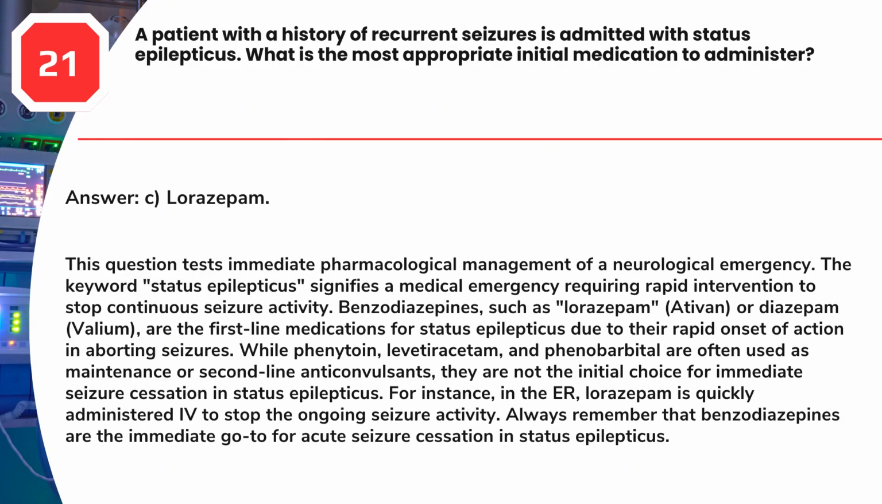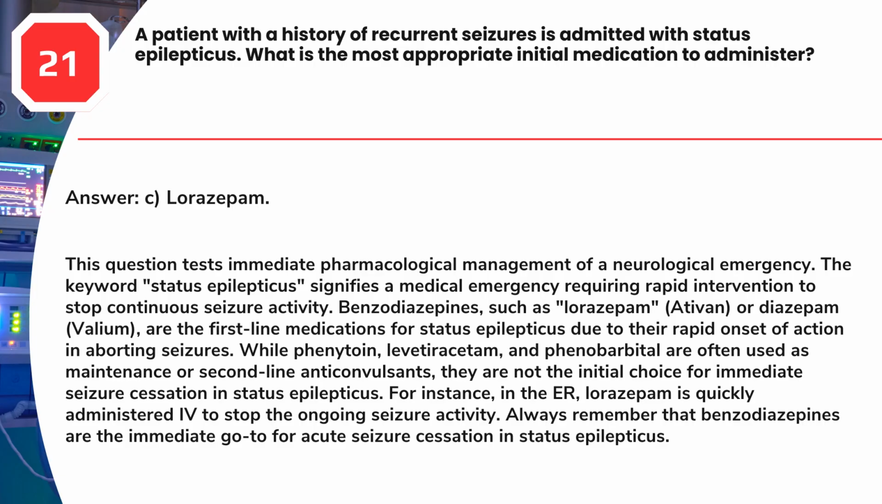Answer C. Lorazepam. This question tests immediate pharmacological management of a neurological emergency. The keyword status epilepticus signifies a medical emergency requiring rapid intervention to stop continuous seizure activity. Benzodiazepines, such as lorazepam (Ativan) or diazepam (Valium), are the first-line medications for status epilepticus due to their rapid onset of action in aborting seizures.